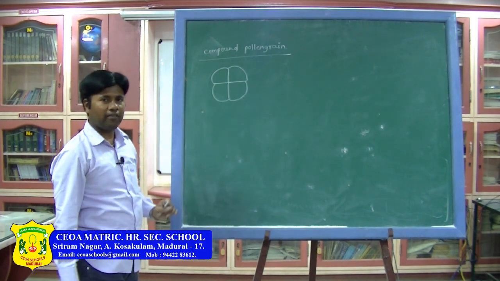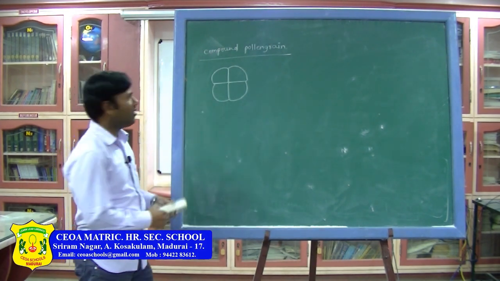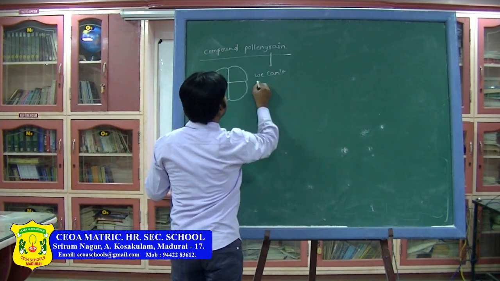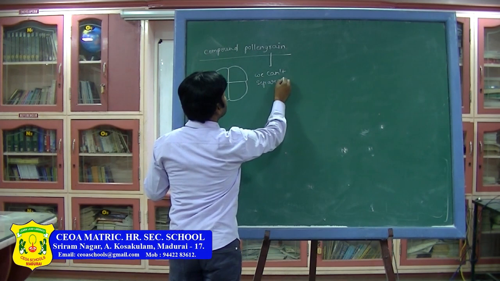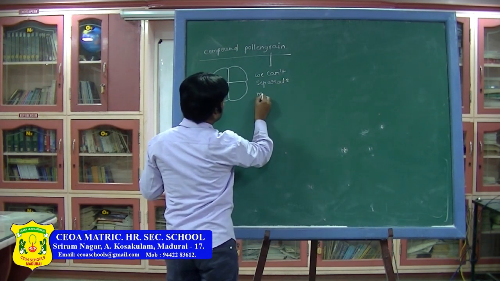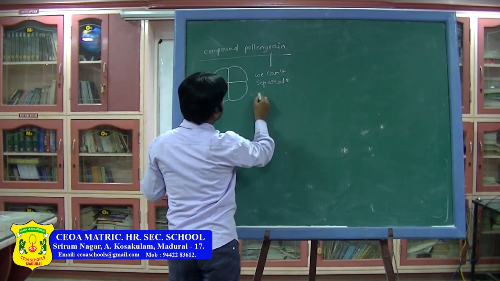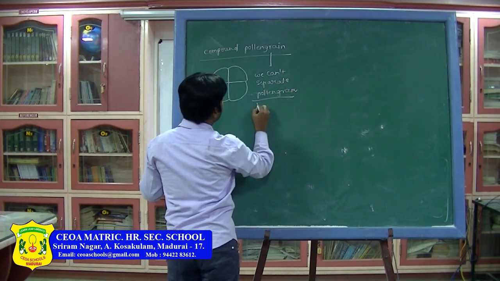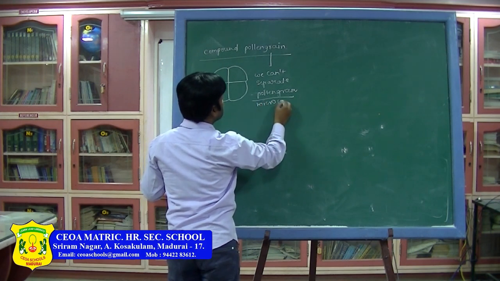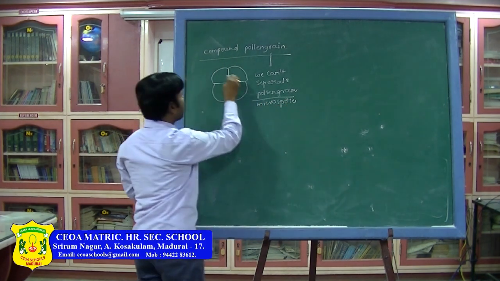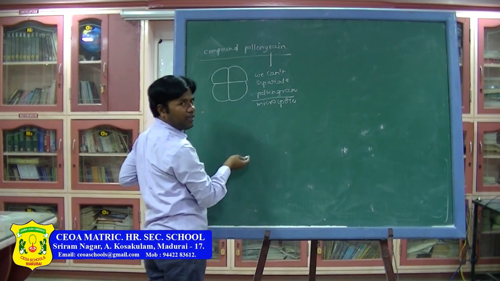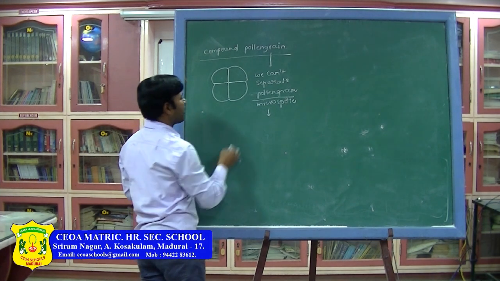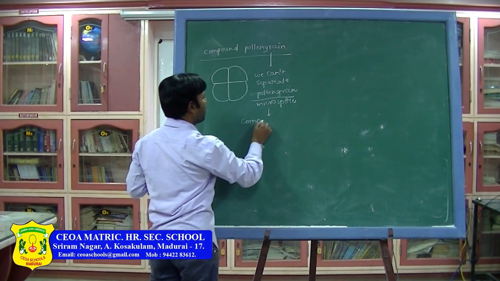Compound pollen grain means sometimes we cannot differentiate and we cannot separate the microspores or pollen grains. What do you call them? Microspore tetrad 1, 2, 3, 4. We cannot separate them. They will be like that only. That is the reason why such type of pollen grain we are calling as a compound pollen grain.